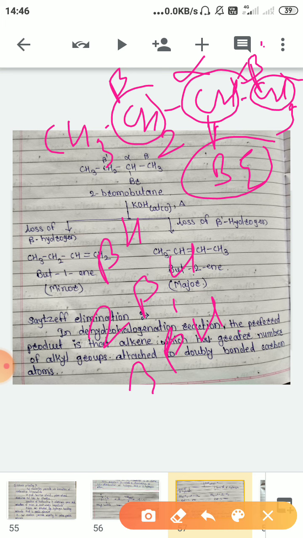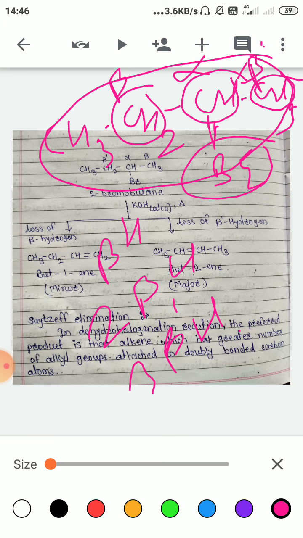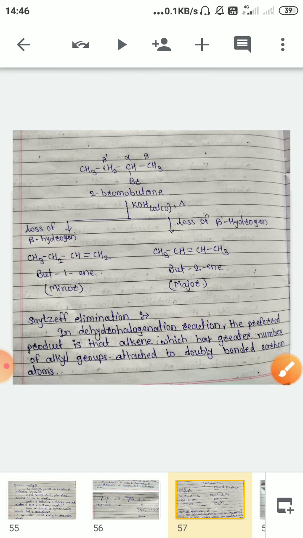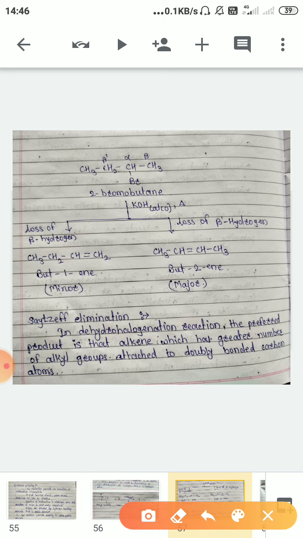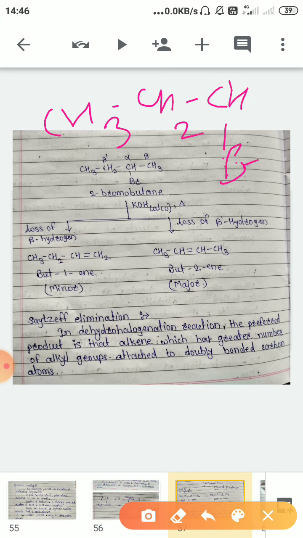Now if this compound is heated with alcoholic KOH, then it will form two different products. So we can see how it gives two different products. If we consider 2-bromobutane once again, CH3, CH2, CH, Br, CH3.